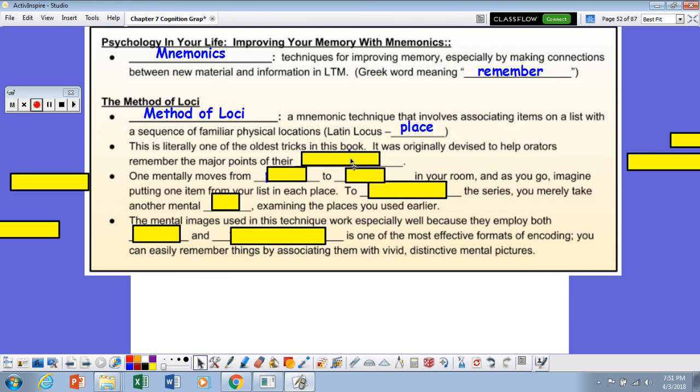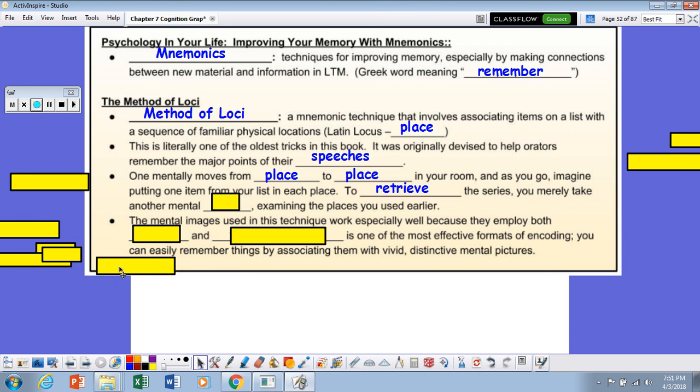It was originally devised to help orators remember major points of their speeches, perhaps by associating them with their homes. Maybe they would start memorizing a speech mentally by moving from place to place within a room or their home, and they would imagine putting one item from their list in each of the places. And to retrieve the series of items, they would merely take another mental tour by examining the places that they have used earlier.